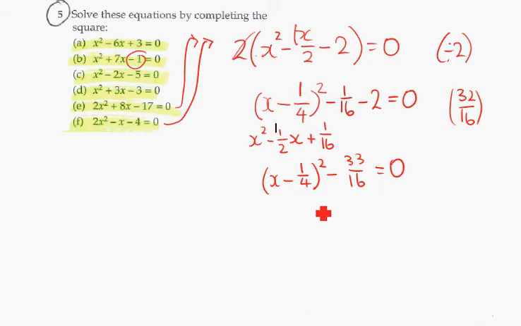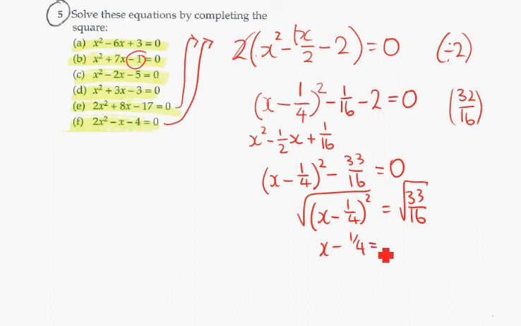And now it's up to us for our rearranging again, and you should be good at this step by now as well. 33 over 16 on the other side. Taking the square root, both sides. X minus a quarter equals plus or minus root 33. Of course, the square root of 16 is 4, so that's nice. X equals, we'll add a quarter to both sides. So I'll get 1 plus or minus root 33 over 4.